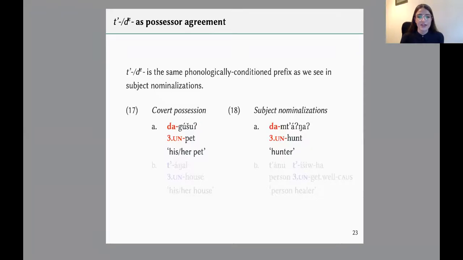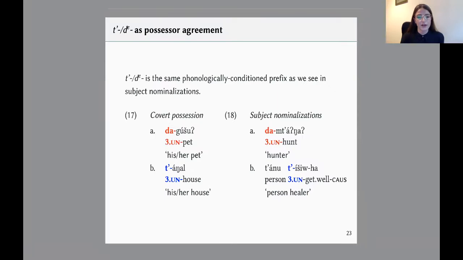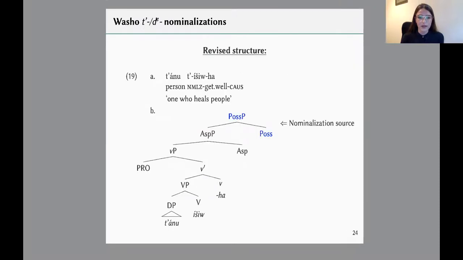And 17 and 18 just show them side by side with both the preconsonantal and prevocalic variants. So in 17a, we have Dagushu, "his or her pet," and the subject nominalization parallel in 18a, Damtanga, "hunter." Similarly, before the vowel, Dangal, "his or her house," and then Danut Dishuha as a subject nominal, "person healer." So this leads us now to the revised structure that you see in 19, where we have a new nominalization source on top of ASP, which I argued to be Pos.